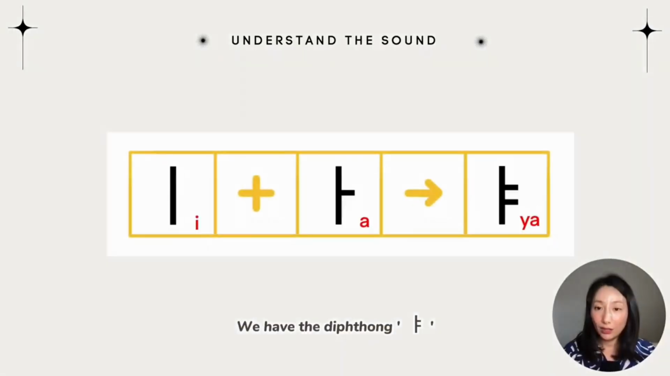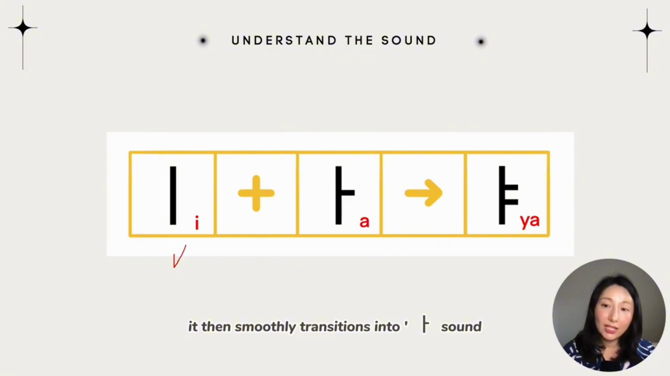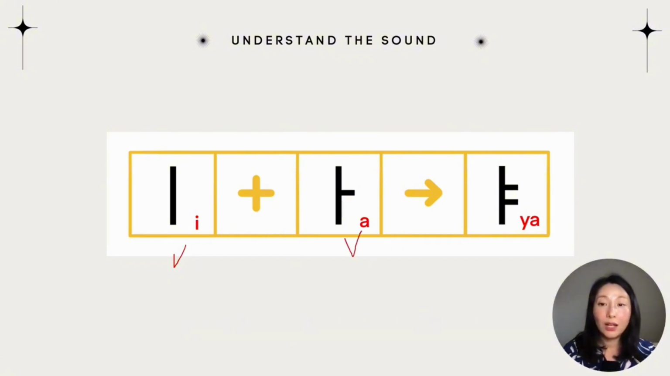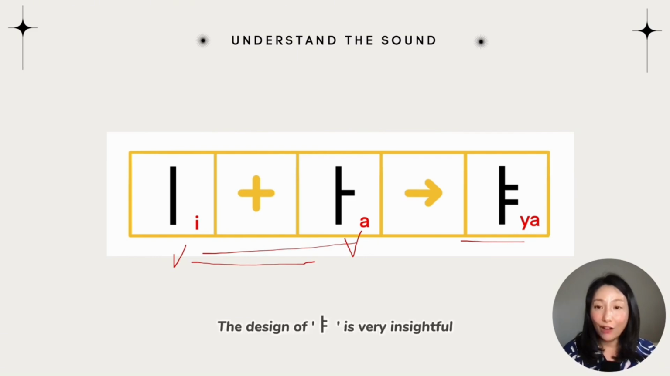We have the diphthong ya. The diphthong ya starts with a subtle initial E sound. It then smoothly transitions into the A sound. Let me demonstrate for you. Ya, ya, ya. The design of ya is very insightful.